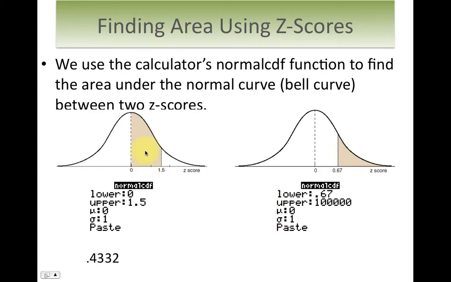For this one we get 0.4332. So the proportion of area between a z-score of 0 and a z-score of 1.5 is 0.4332, and here we get 0.2514. The proportion of area from 0.67 to infinity.